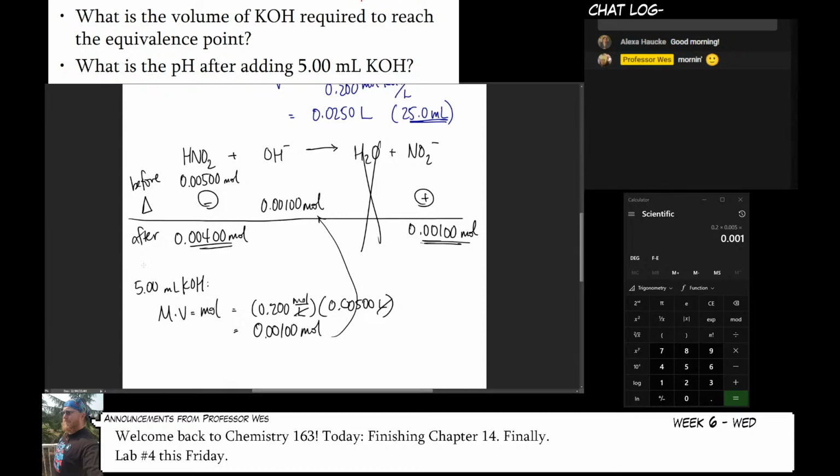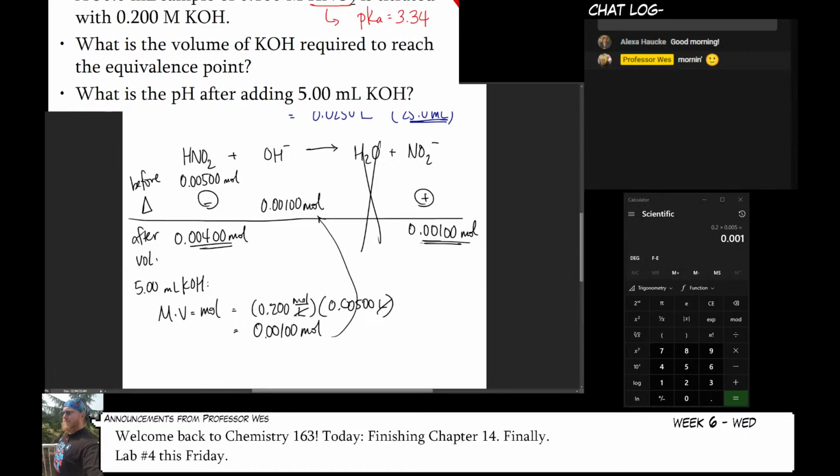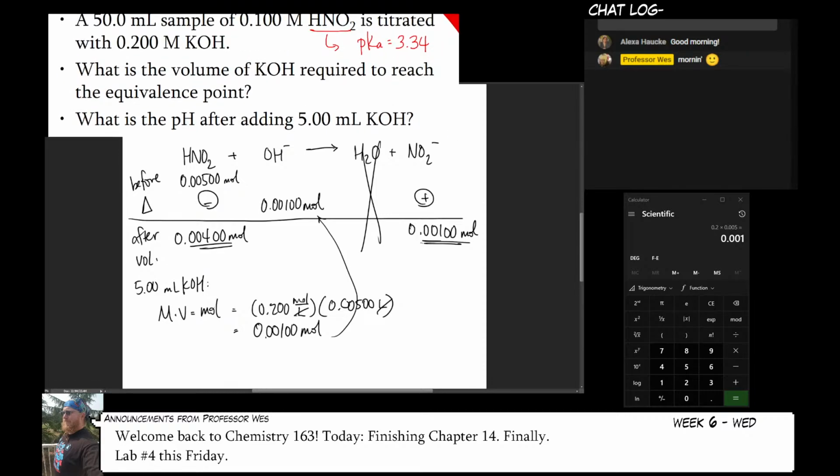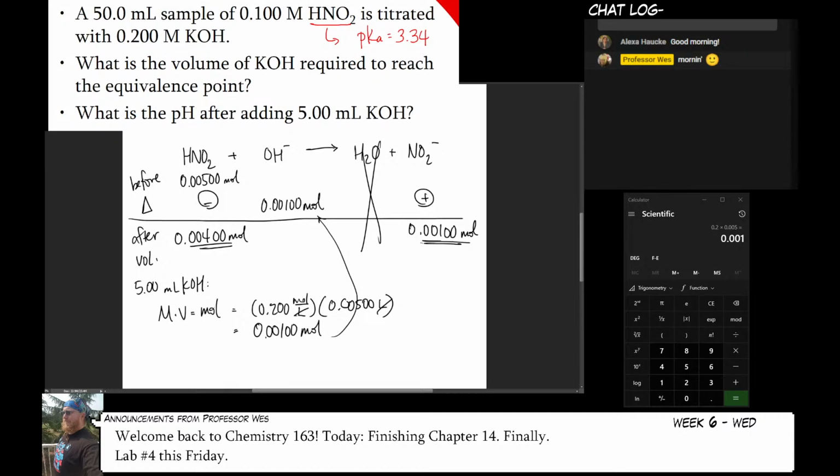And at this point, the volume will be, well, how many milliliters did we put in there initially? I've forgotten by now. So we have 50 milliliters of nitrous acid, and we've added 5 milliliters of KOH. So our volume would be 55.0 milliliters. But I don't know if I actually need this information. I'm just writing it down to note it.